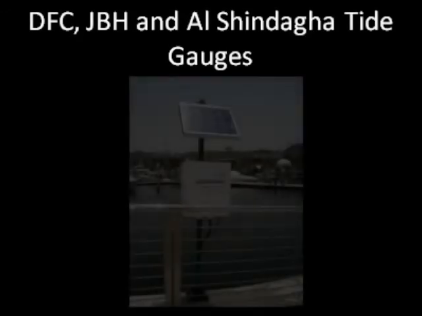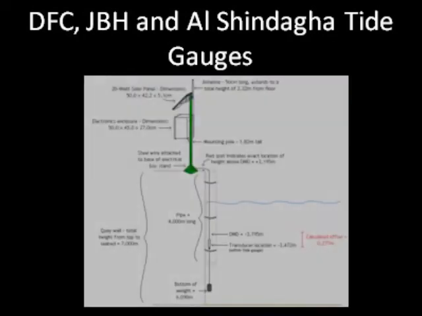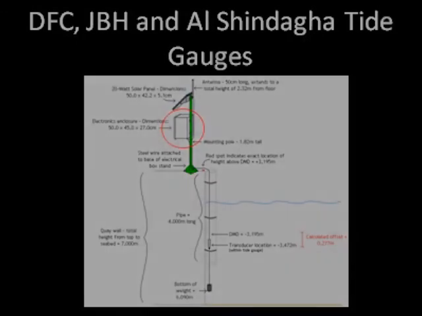The tide gauges installed at Dubai Festival City, Jumeirah Beach Hotel and Al Shindaga are all mounted slightly differently to the quay walls. The tide gauge at Dubai Festival City is run through a pipe and hangs from a stainless steel wire and can be pulled to the surface for ease of cleaning and maintenance. All 3 tide gauges are hardwired to a land-based electronics enclosure.